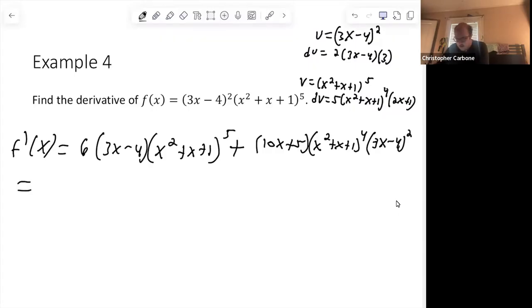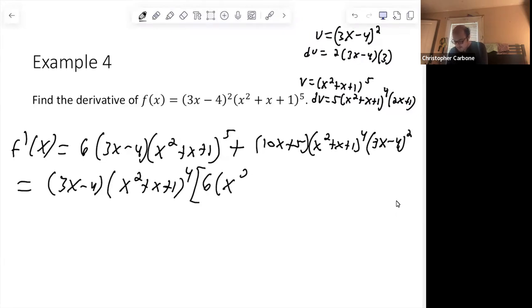The reason why I didn't start multiplying everything to simplify is because we're going to factor out a few things here first before trying to simplify. We're going to first and foremost take a (3x minus 4) times (x squared plus x plus 1) to the fourth power. And that's going to leave us with 6 times (x squared plus x plus 1) plus (10x plus 5) times (3x minus 4).